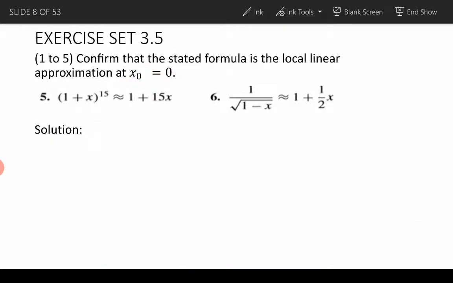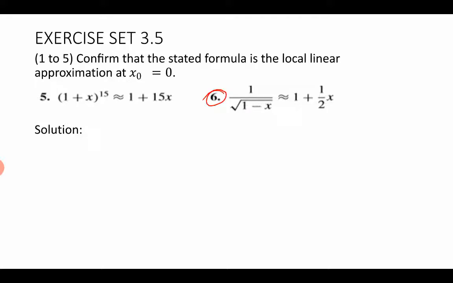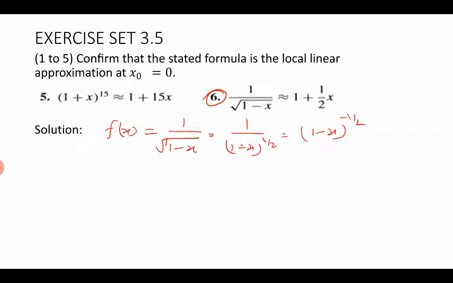Problem number 6. What is the function? f(x) is 1 over the square root of 1 minus x. You can write it as 1 over (1 minus x) to the power half, that is (1 minus x) to the power negative half. From the binomial series we can directly find this, but it's not our aim. We will use the formula, we remember shortly, y minus y0 equals m times (x minus x0). We can do that one.